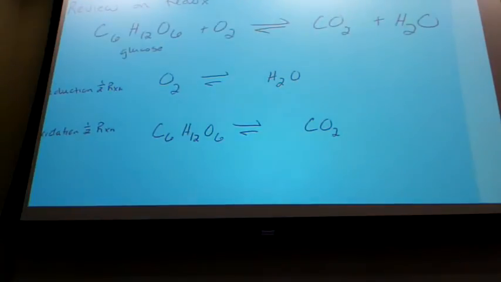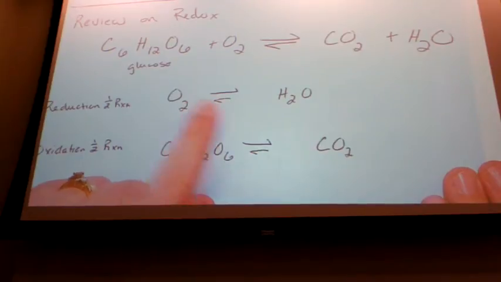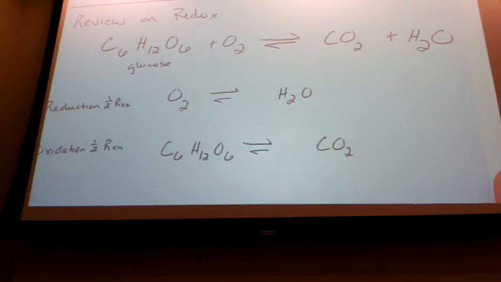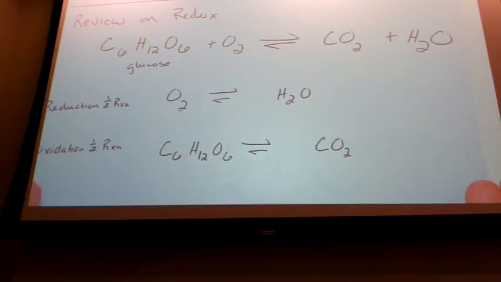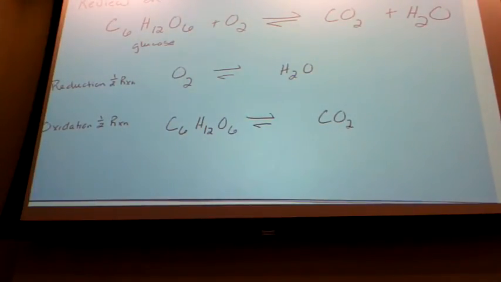24 is correct. So split this into your two half reactions. In this case, oxygen is getting reduced to water. Glucose is getting oxidized to carbon dioxide. And if you don't remember which is which, this is your LEO-GER or OIL RIG that you use to figure that out. Gain of oxygen is an oxidation usually, gain of hydrogen is a reduction usually.